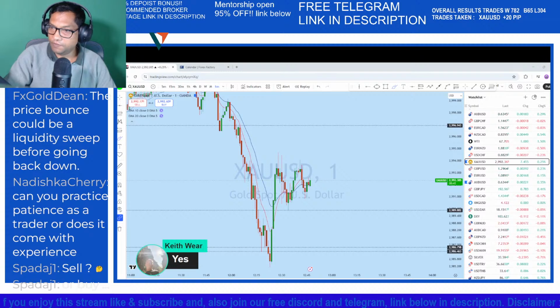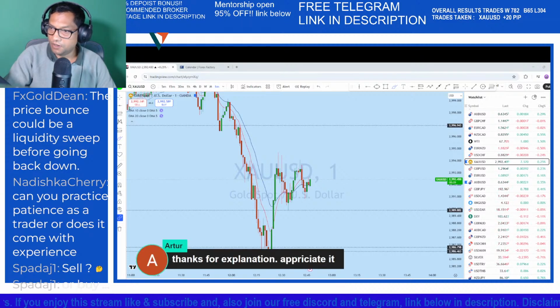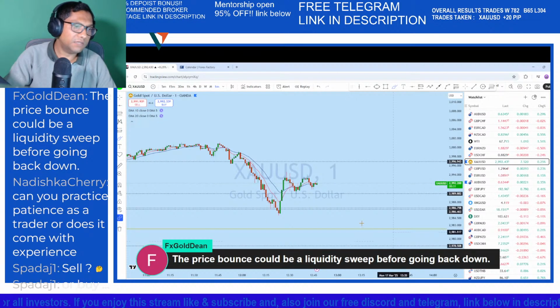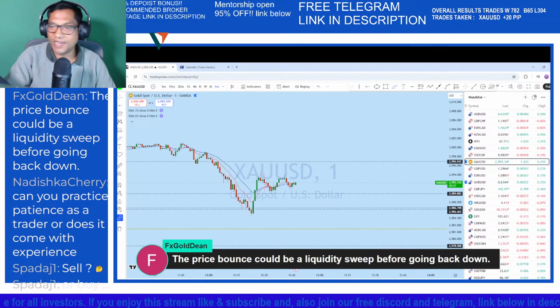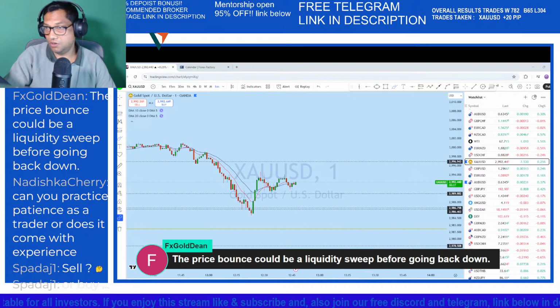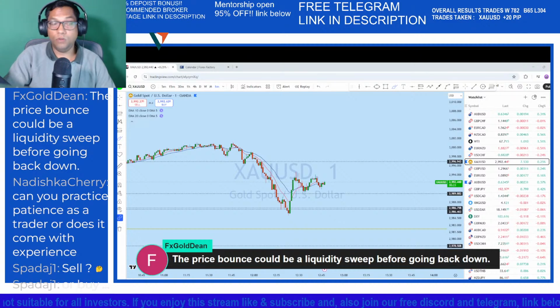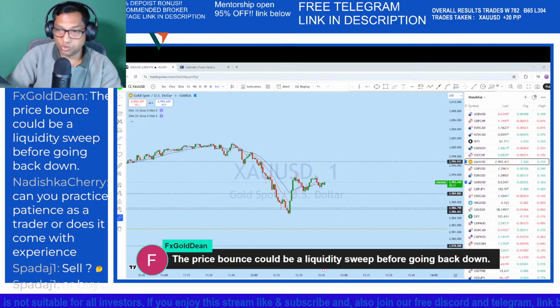Thanks for the explanation. Absolutely appreciate it, Dorothy. Fixed gold in the price bounce could be a liquidity sweep before going back down. So this price bounce, you can see it's a one candle range, which is not an ideal market to trade. We'll be discussing the ranging market, which is also very important.